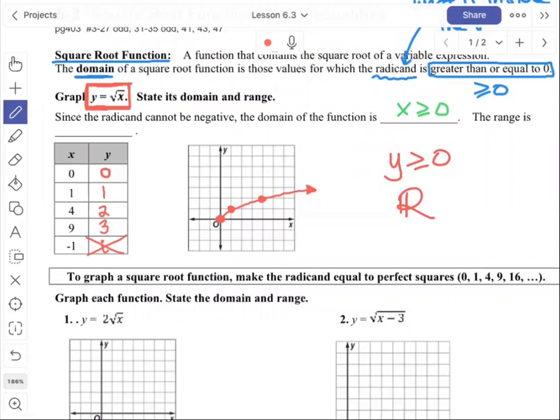Well, there's only half of the parabola. So if it was a full one, it would be all real numbers. But since there's only half, it would be y is greater than or equal to 0.